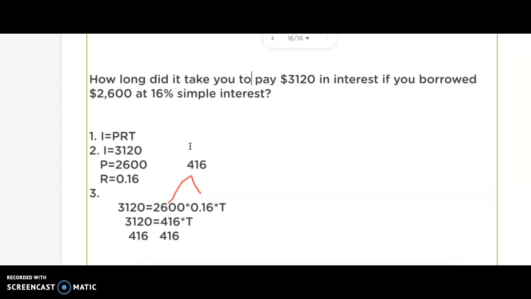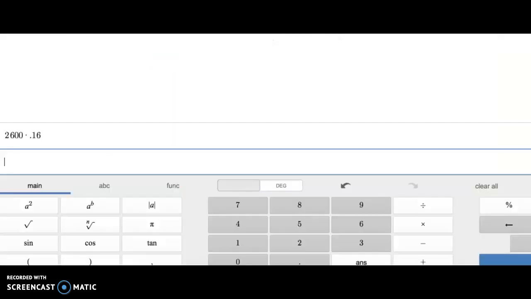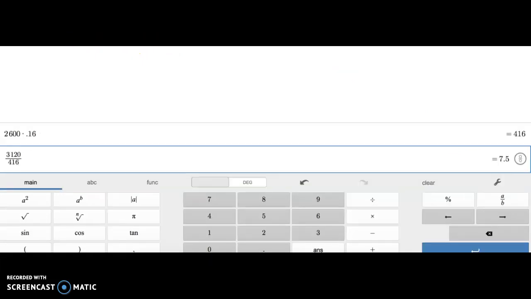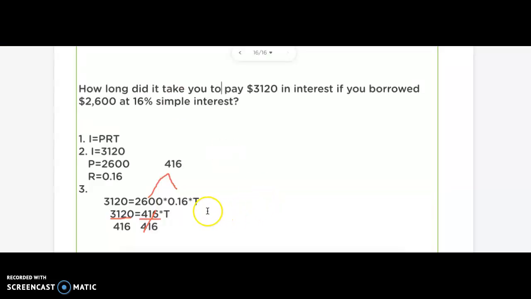Divide both sides by 416. When we go back to our Desmos, we have 3120 divided by 416. Remember, you can do this in your regular calculators as well. It tells me that my answer is 7.5. So therefore, the answer to the question, how long will it take, is 7.5 years.